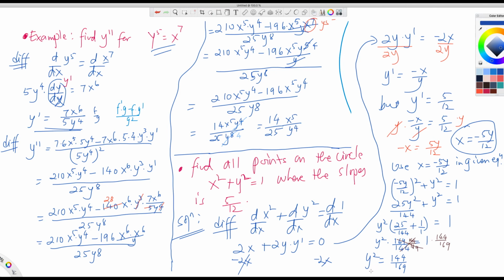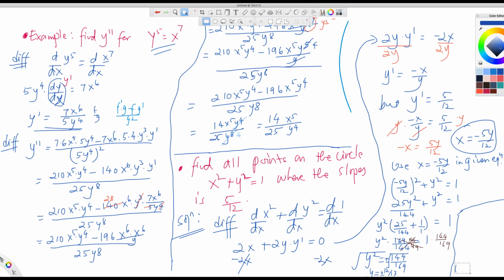So you need to take the square root. If you take the square root, you need to consider both plus and minus, okay? So y is plus and minus 12/13. So you got the value of y. Now you need to find the value of x. How do you find x? You just plug in here, okay? We will plug in the value of y to find x from here.